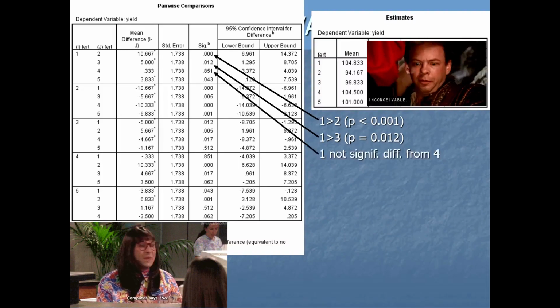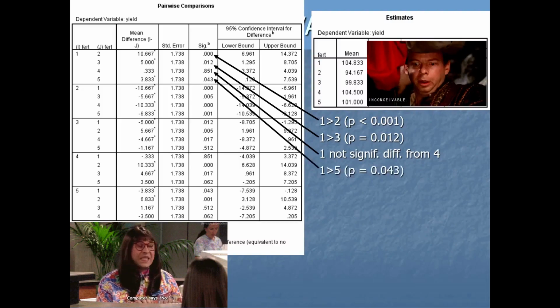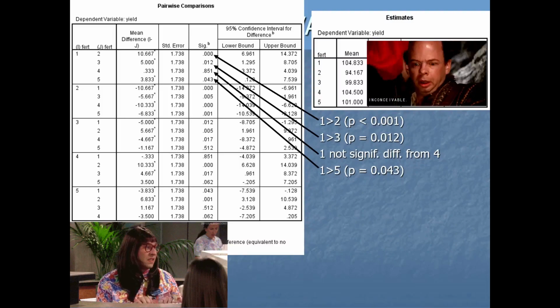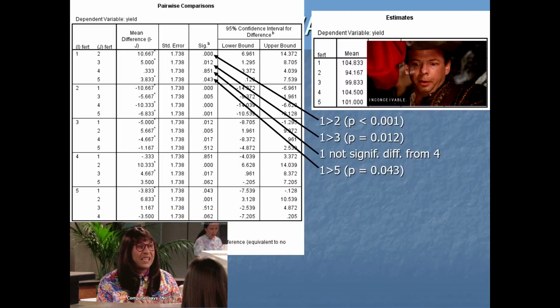The next line then shows 1 is not significantly different from 4 because the p-value is not below 0.05, right? And then the last line up there compares fertilizers 1 and 5. And the p-value here is below 0.05, the usual cutoff, so yes, it is significant. So now we know fertilizer 1 gives significantly more yield than 2, 3, or 5.